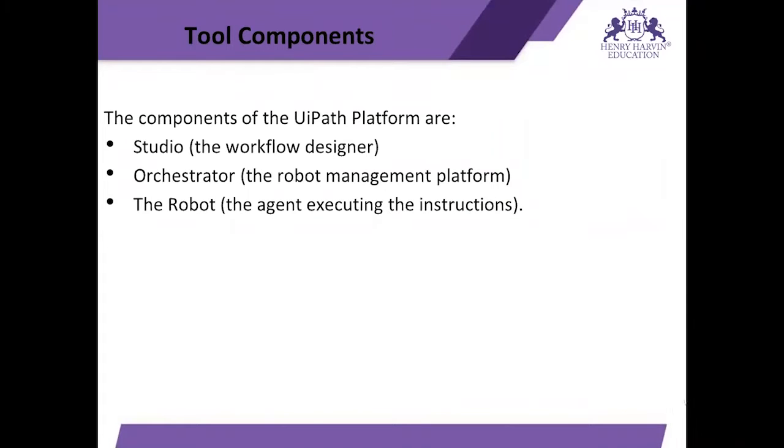So first of all, if we want to know what components are present in the UiPath platform, the UiPath platform is constituted of three components. The very first component is Studio, which can be termed as the workflow designer. The second component of the UiPath tool is Orchestrator, which is something like a server and robot management platform. The third is the robot, the executing agent which executes the instructions. So these are the three main important components of the UiPath platform. Let us discuss these three components one by one.